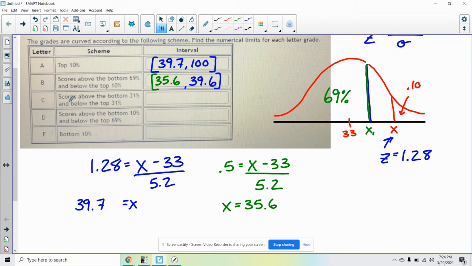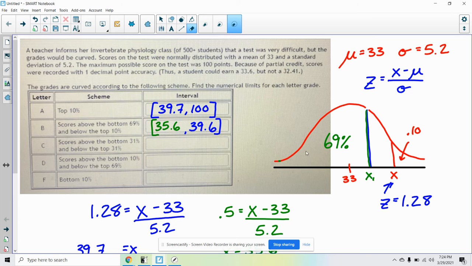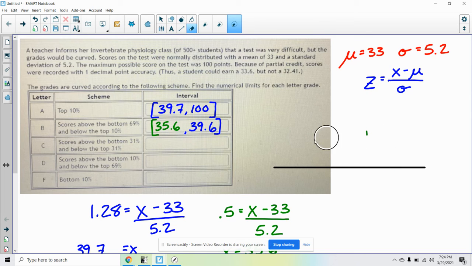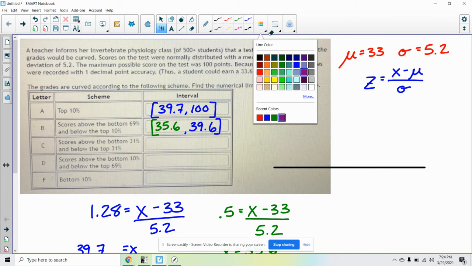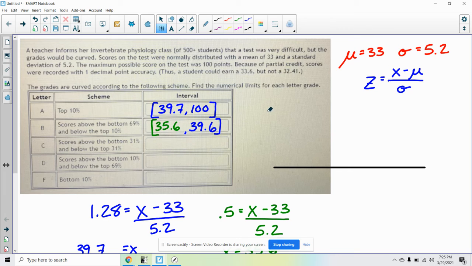Okay, now this says scores above the bottom 31% and below the top 31%. I'm going to erase what I have so I can draw a picture of that. Okay, 33 in the middle.